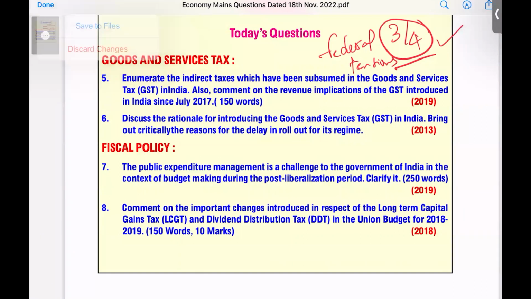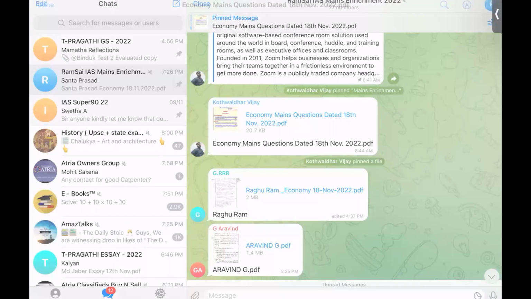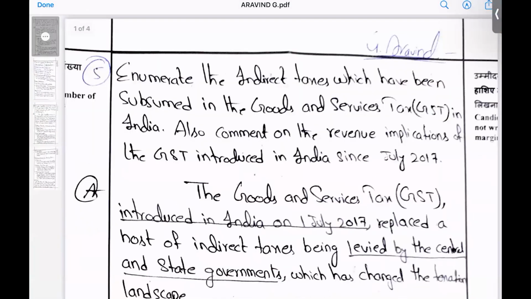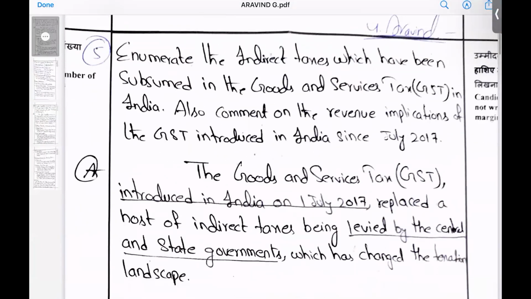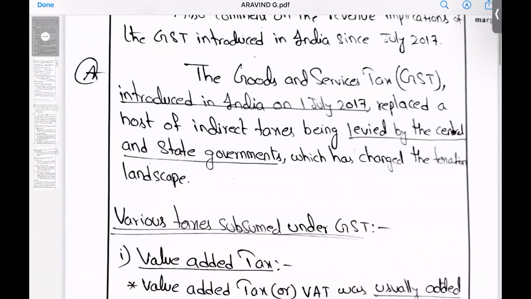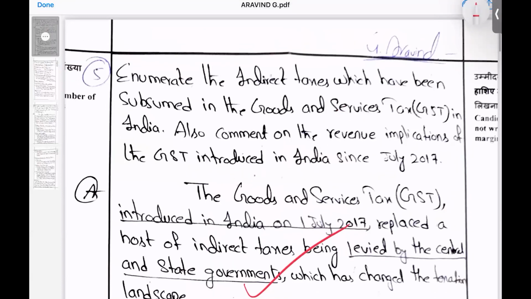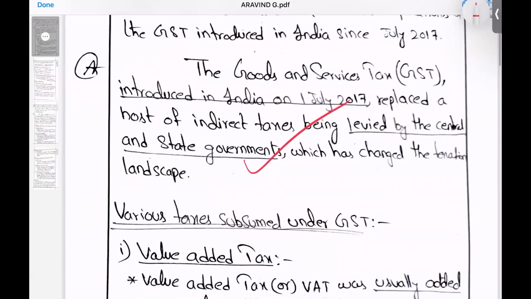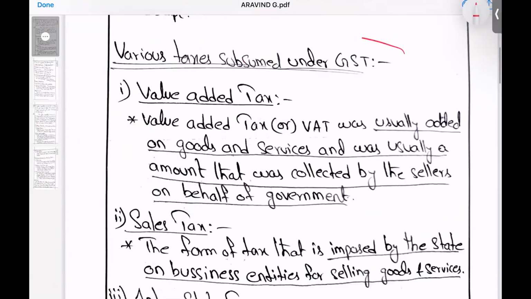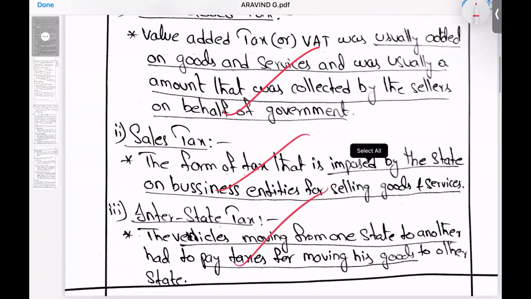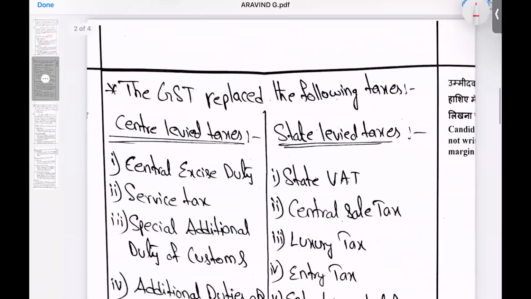Okay, sir. Got it. So let's see. Tensions. Enumerate the indirect taxes. So you can give the central level and state level. This is important.